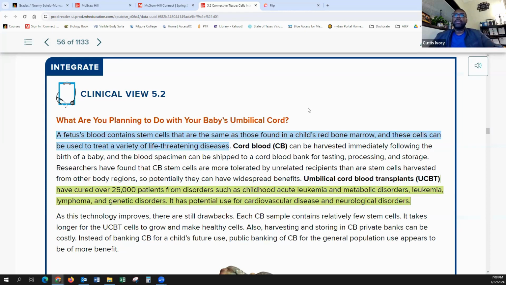But typically, when it comes to cells, once they turn from a stem cell into the cell that they're supposed to be, they never turn back. They always are going to be the exact same.